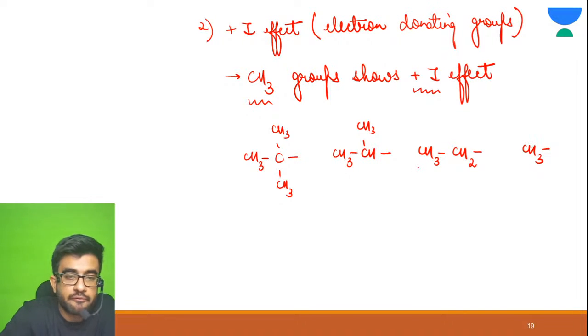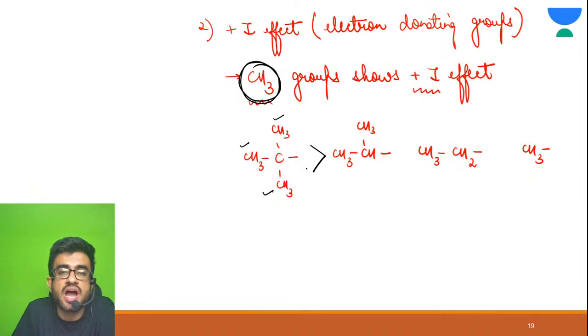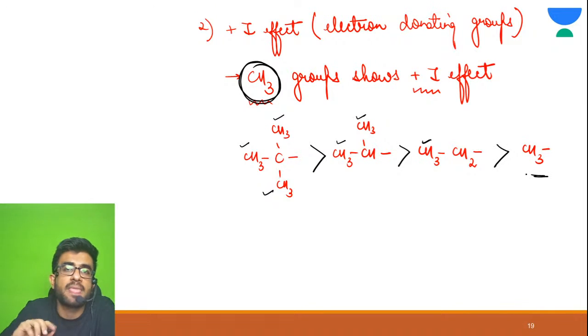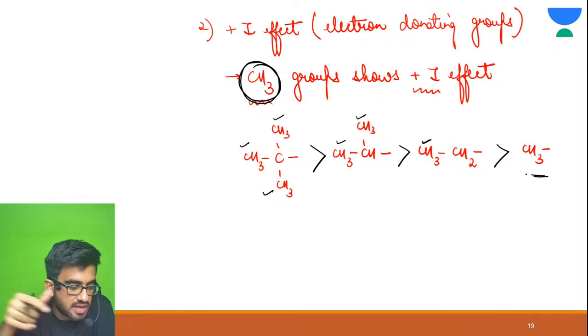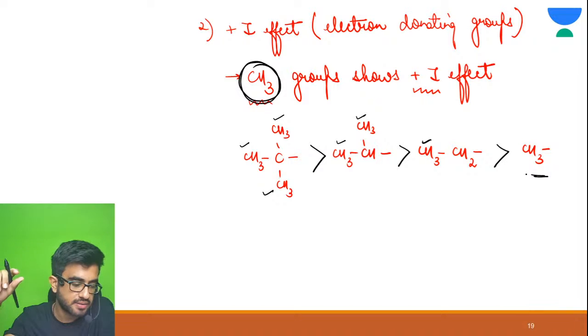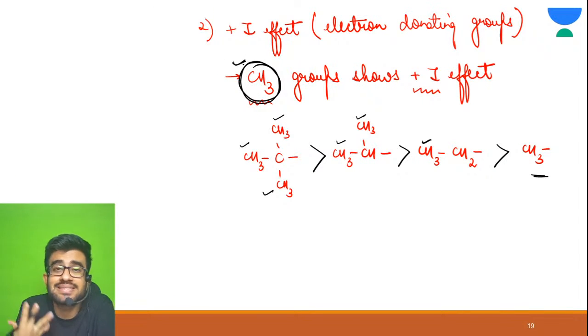Which group would have greater plus I? The group that has more CH3 groups. This has 1, 2, 3 CH3 groups, so this is the highest plus I. This has 2 CH3 groups. This has 1 CH3 group. And this has no extra CH3 group, so this is the lowest. These are in decreasing order, because more CH3 means more repulsions, therefore more plus I.